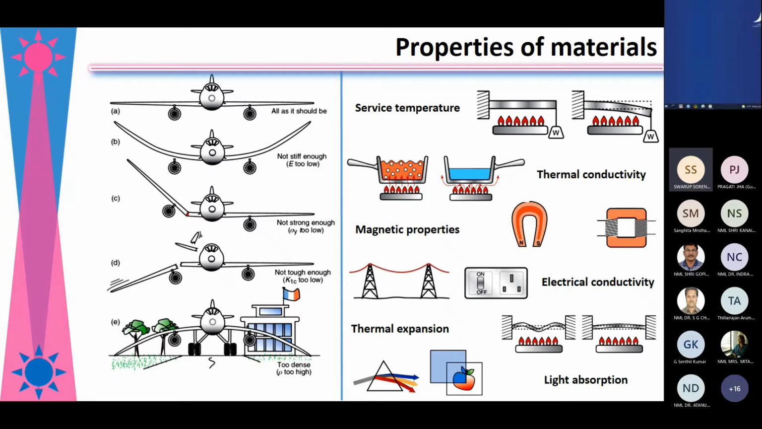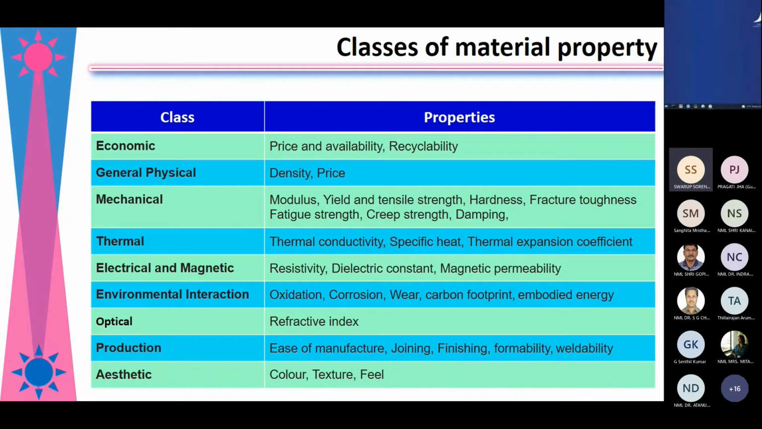So we can say that there are a large number of properties with a large number of materials, and so we divide them into classes of material properties where we can define different classes. I will not go into detail of this because the video will be available with you later on. So there is the class of economics of the materials, the general physical properties, mechanical properties, thermal properties, electrical and magnetic properties.